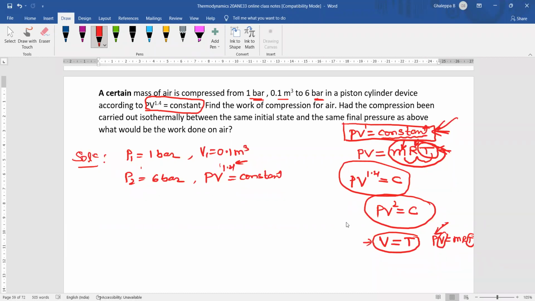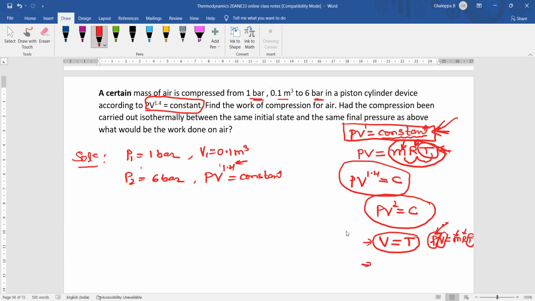V is equal to T for which process? M value constant, R constant, P constant. Yes, the process in which pressure is constant. What is that process called? Isobaric. Very good. So V is equal to T. You can apply it for isobaric, not for the work done expression, to calculate volume or temperature.